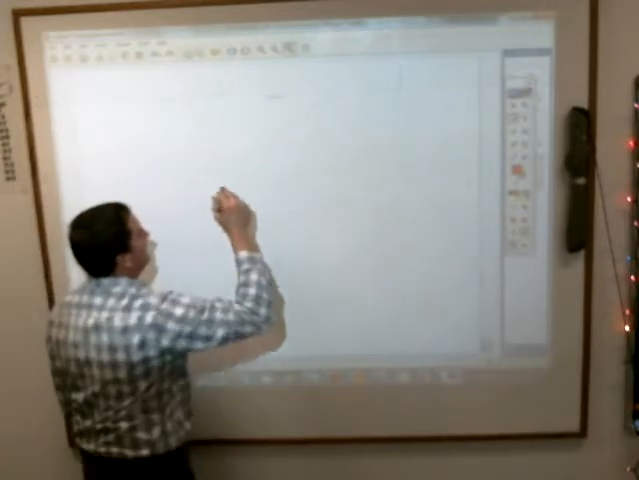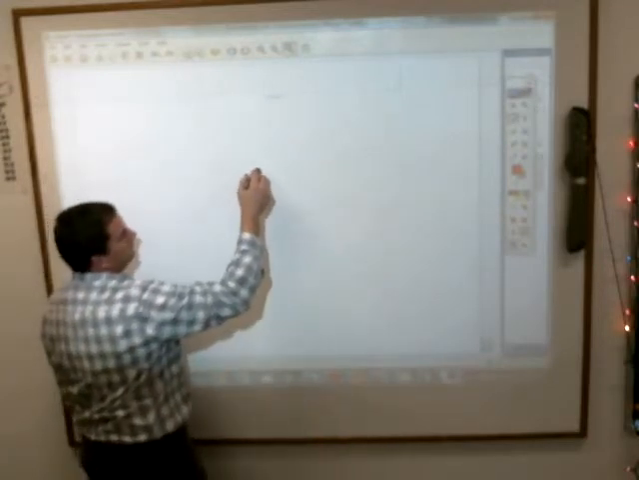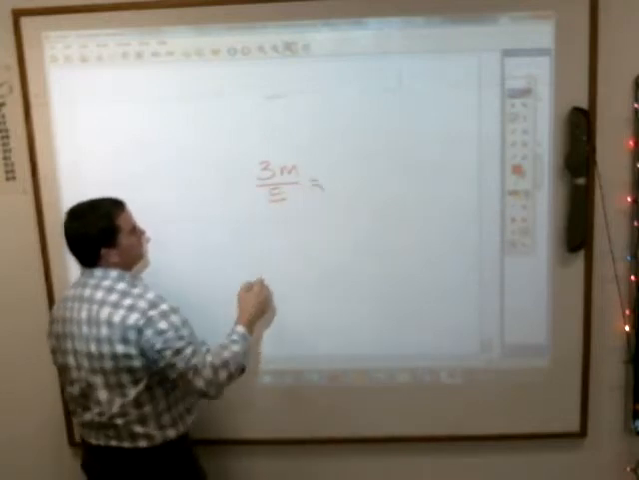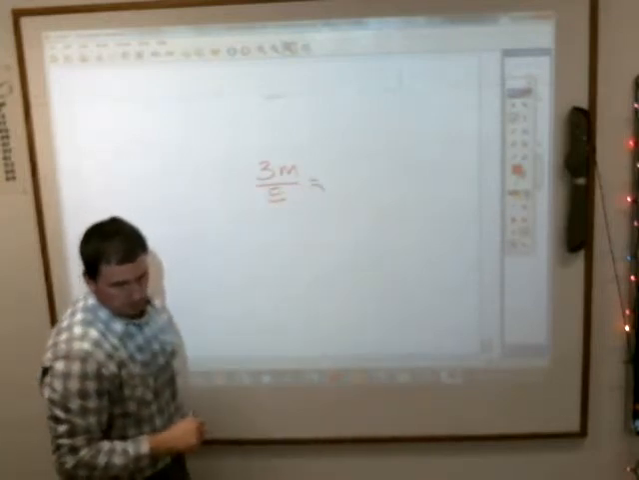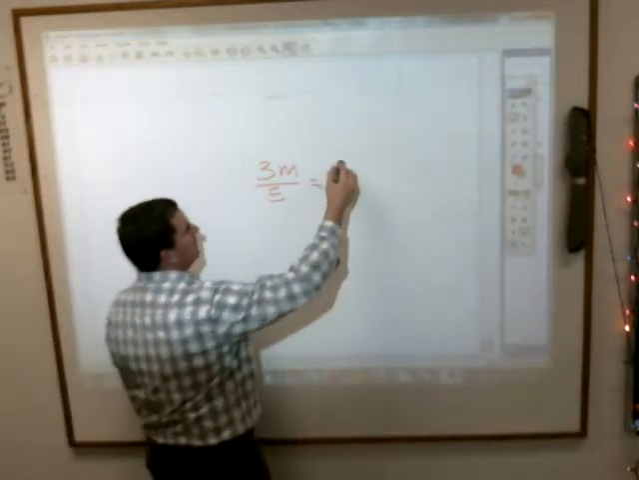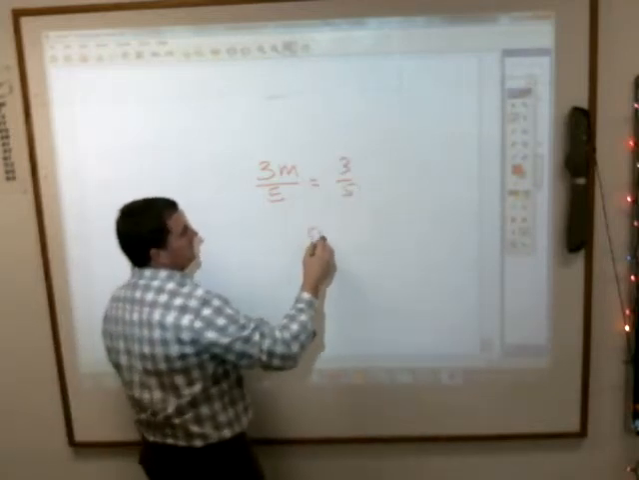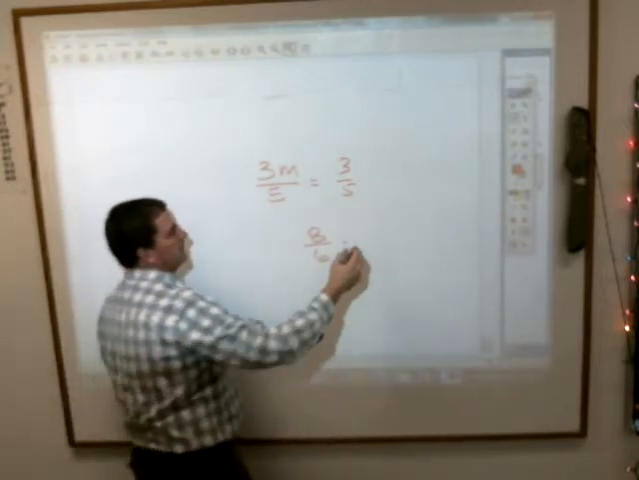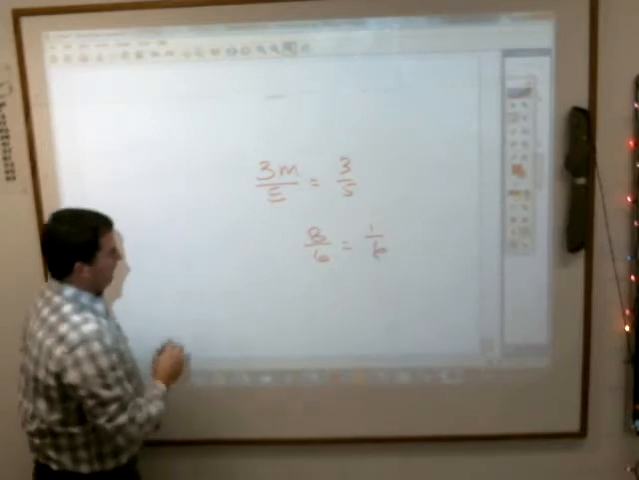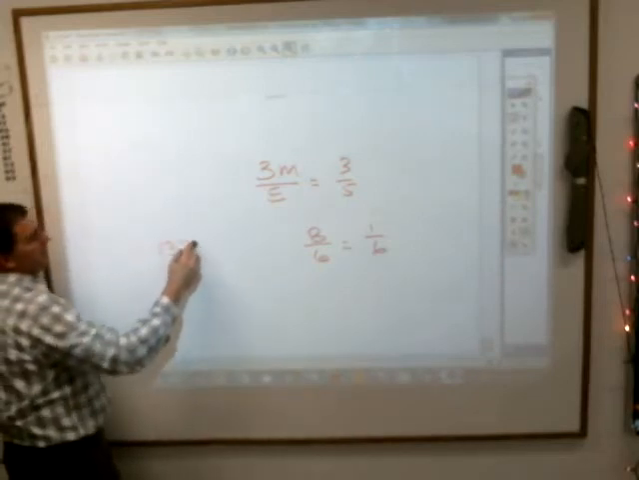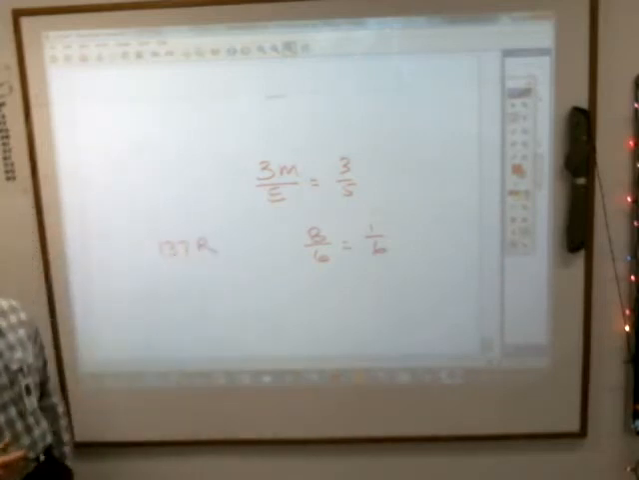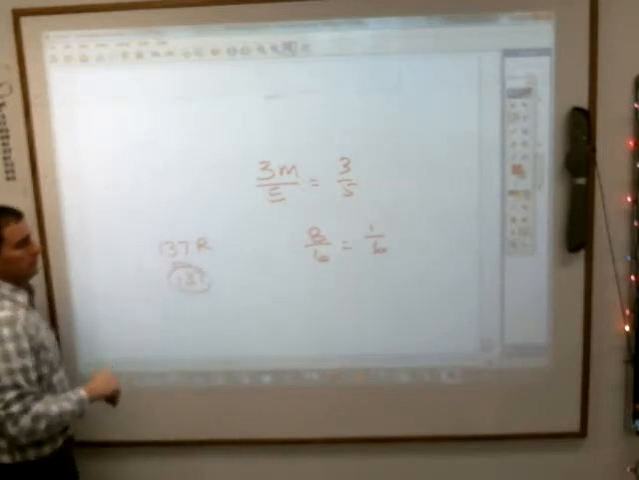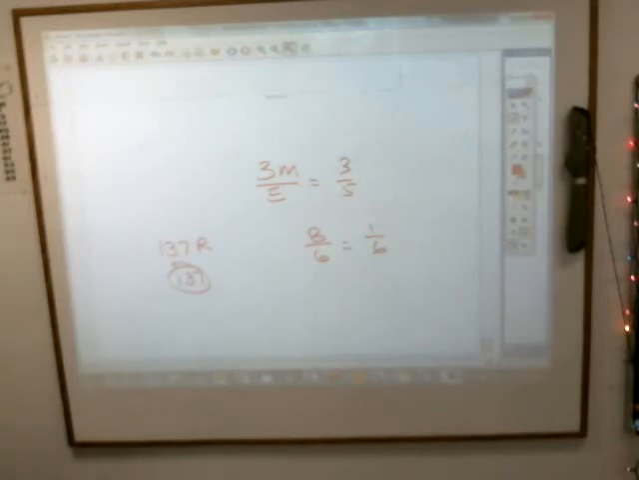If you had 3m over 5, the numerical coefficient is 3/5. If it is b over 6, the numerical coefficient is 1/6. If it was 137r, the numerical coefficient is 137. Got that? So it gets a little dicey there.